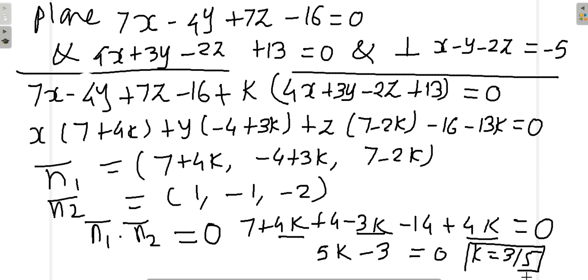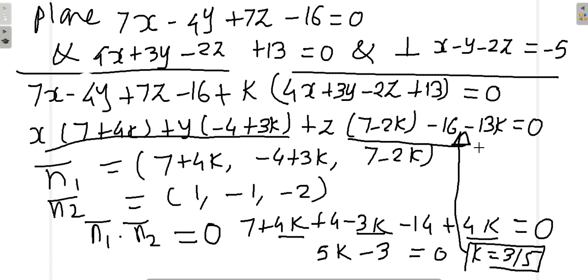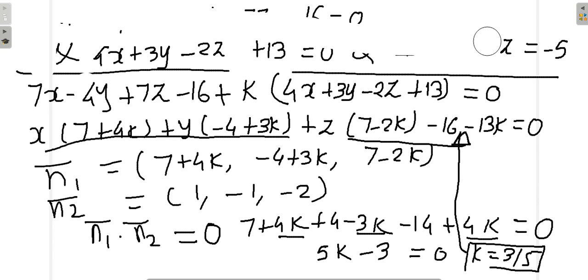The rest is simple. Just put k is equal to 3 by 5 in this equation. Just put k equal to 3 by 5 and you should get the answer. So let's still do that. Of course, it is nothing big about it. You can also do it on your own, but let us still verify.